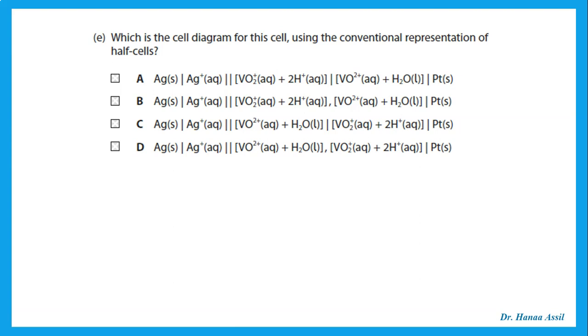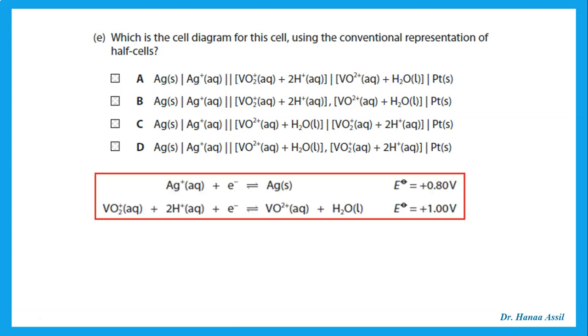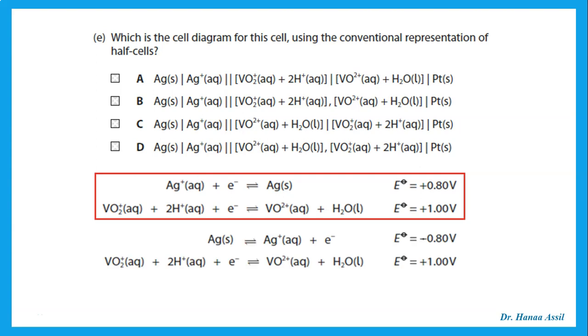What is the cell diagram? Do you remember how we drew the cell diagram? How do we draw the cell diagram? We said we start with the oxidation part. So which one is the oxidation part? We start with that on the left. We're going to have silver solid to give silver plus. That is our setup in the equation. So silver solid slash silver plus, that is my first half cell with state symbols.